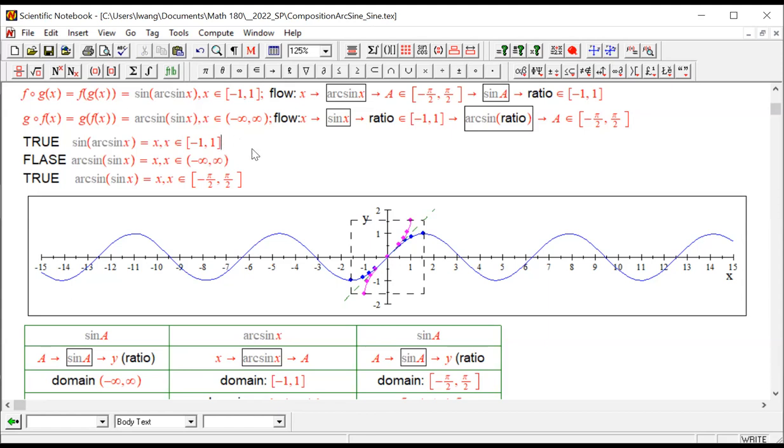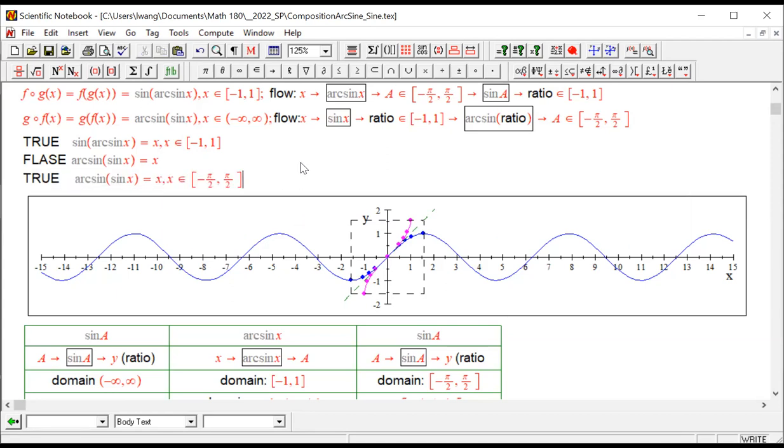The first one is true because of the way it operates. Sine can only apply to the output of arc sine. The output of arc sine is from negative pi over 2 to pi over 2, right? So out of this, and then you apply sine, of course, you always get that. Therefore, this is true, that is false, with or without it. Even without it, it's false. This is false, but this is true.